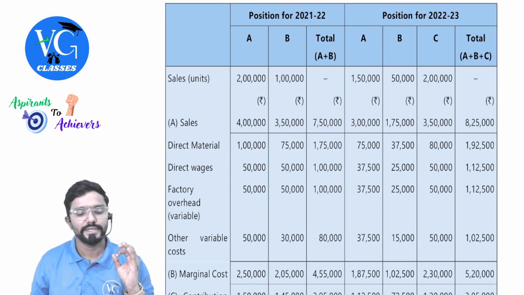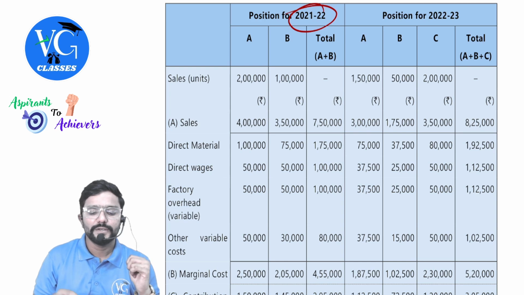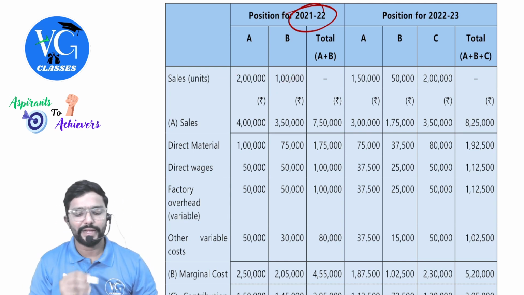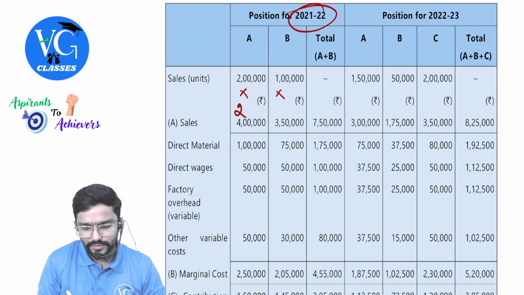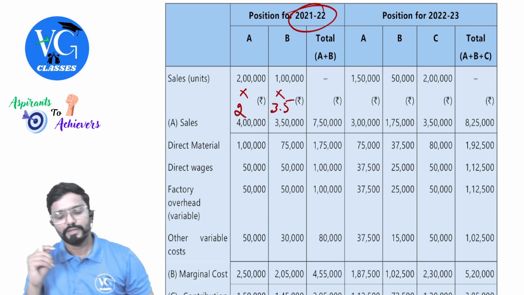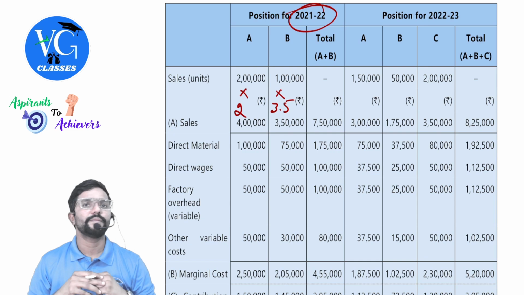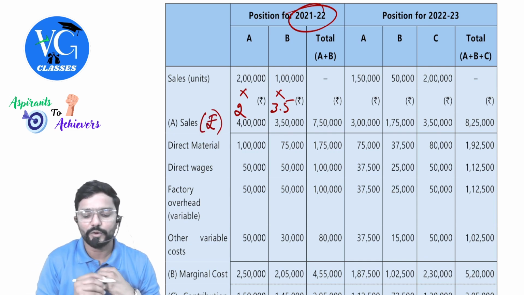Yeah, silence, silence. Sales, guys. First, I am going with 21-22. Sales are 2 lakh and 1 lakh units. Selling price they have given, guys. Multiply. What is the selling price of A? 2. This is 3.5. Correct? A and B. Multiply, you will get sales in rupees. This is sales in rupees.